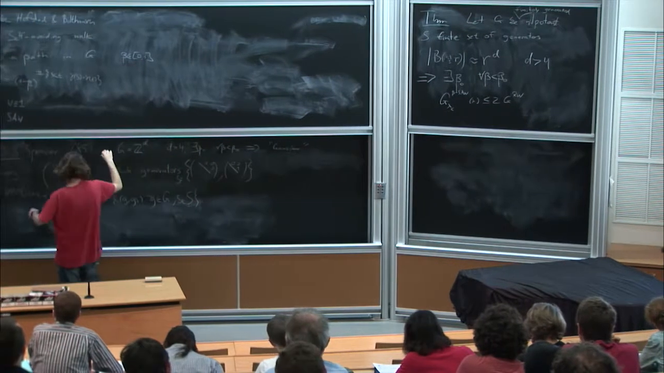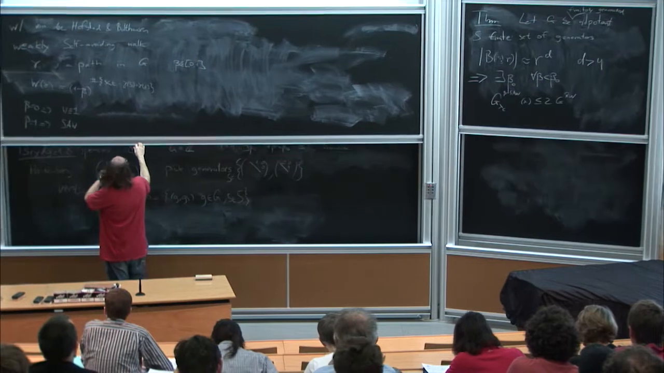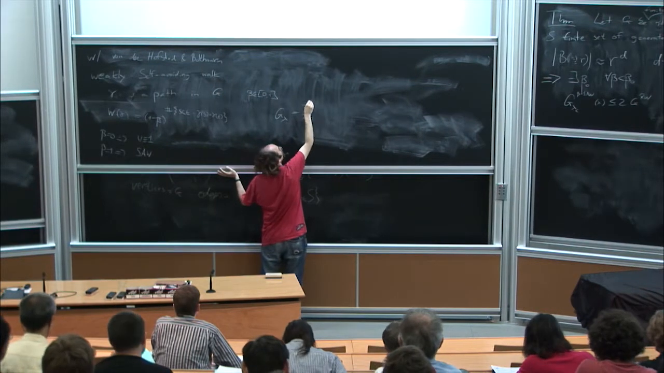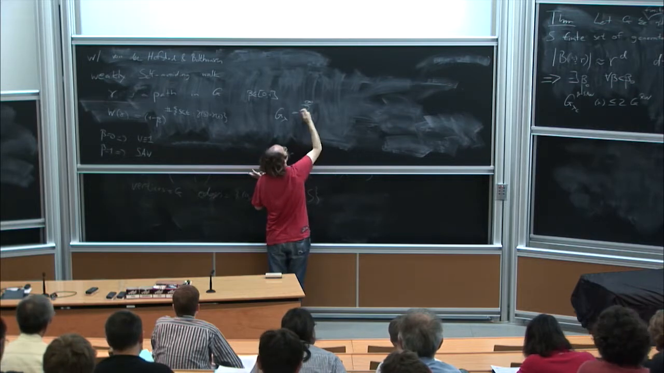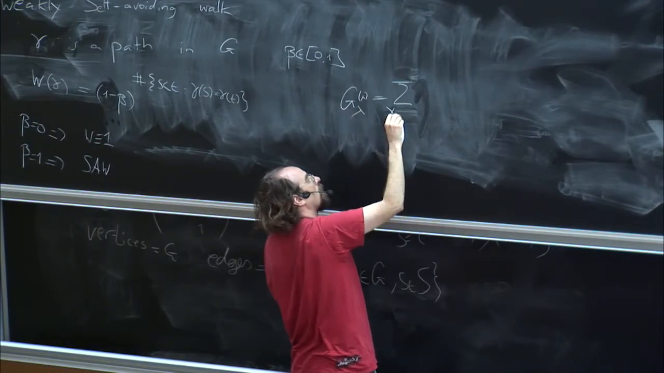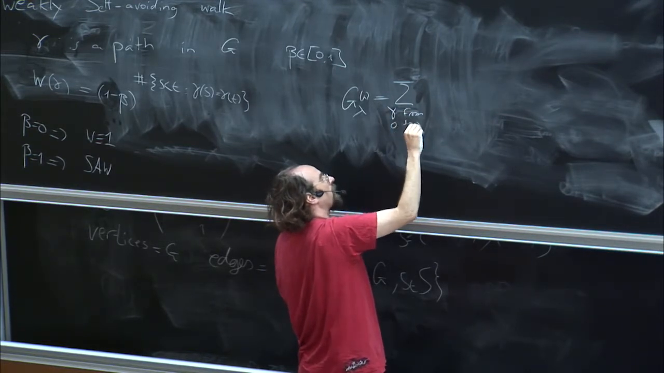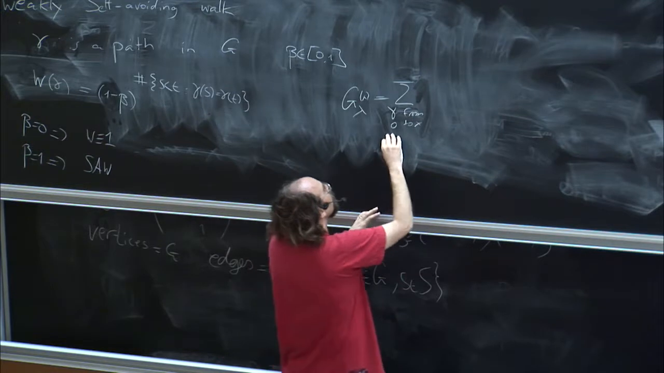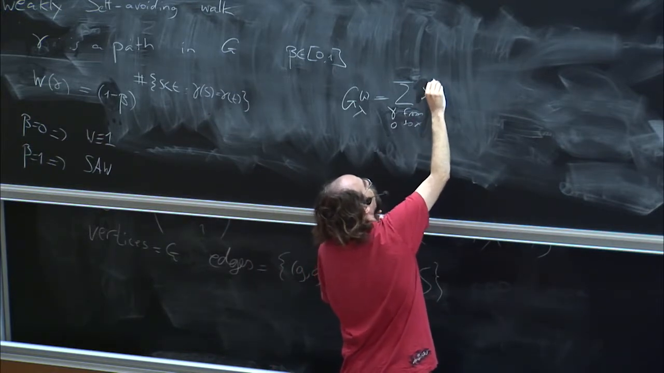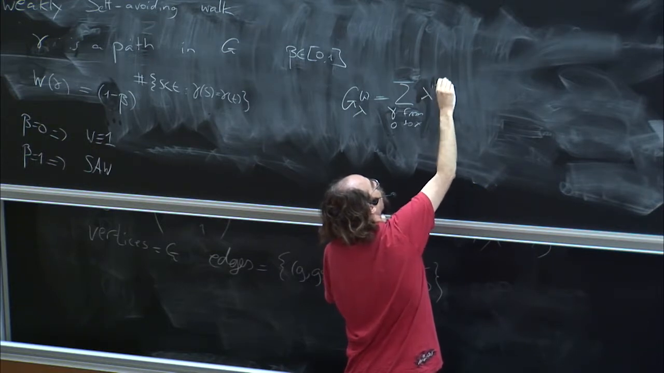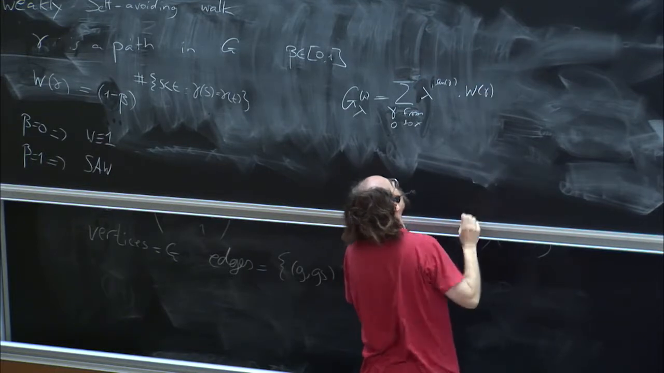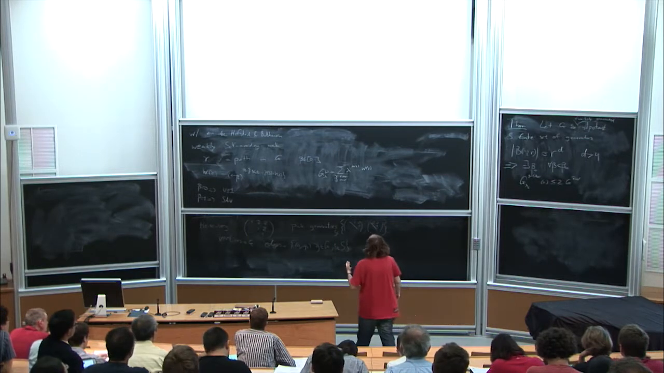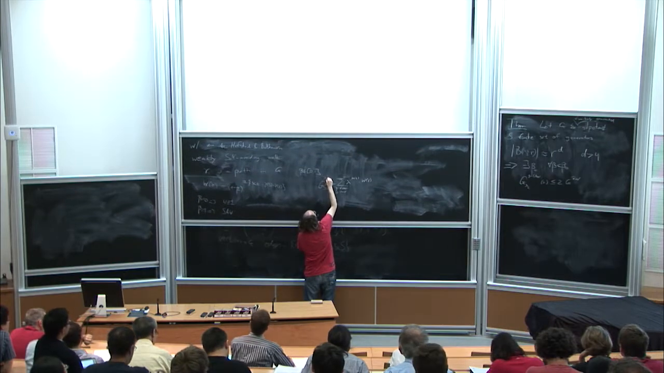So what's the story? I should have said that before. It's a bit early for me. So the Green function at lambda is just the sum over all paths from 0 to x. I cannot stop calling an arbitrary point of the lattice 0. You will have to excuse me for that. Of lambda to the power of the length of the path times its weight. Okay, so that's the Green function of weakly self-avoiding walk.